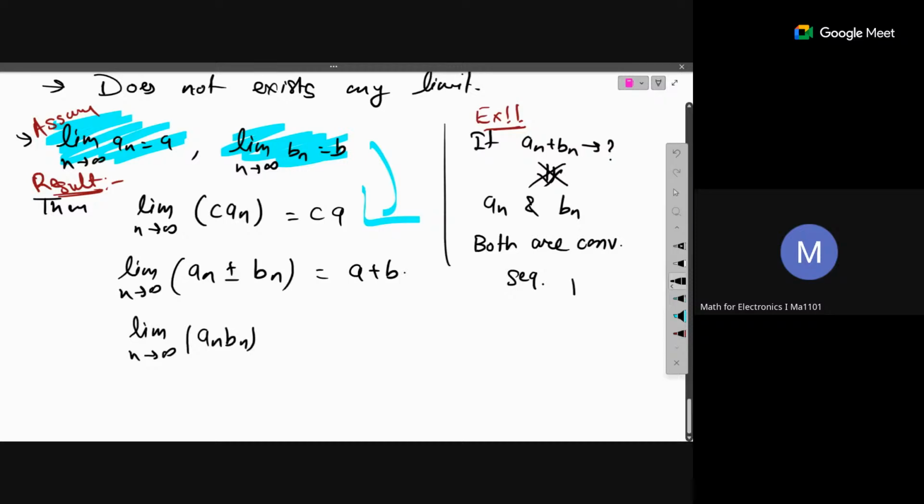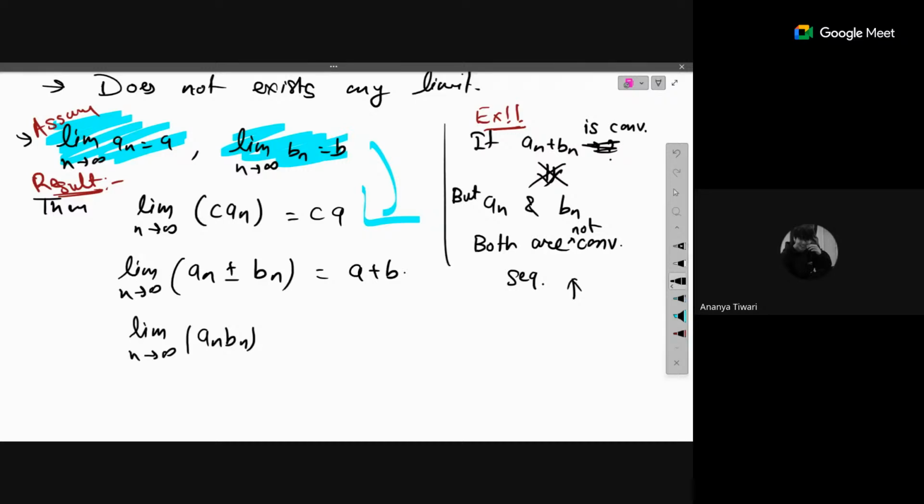Can you guys suggest one example for this scenario, where an plus bn is convergent, but an and bn both are not convergent sequences? Can you give us an example? An is equal to n and bn is equal to 1 by n? Yeah, that won't work, no? Convergent means I want a finite limit. Okay, just think about it.